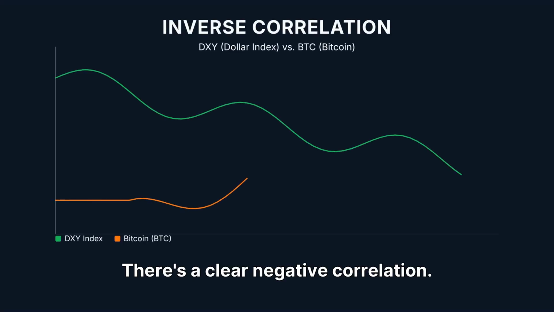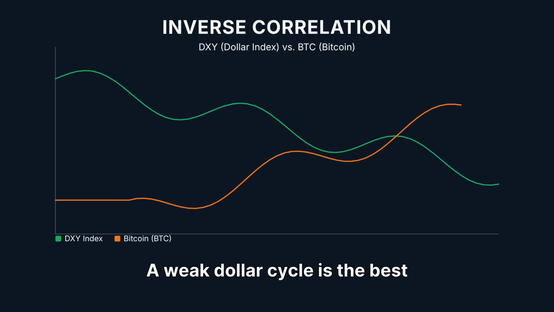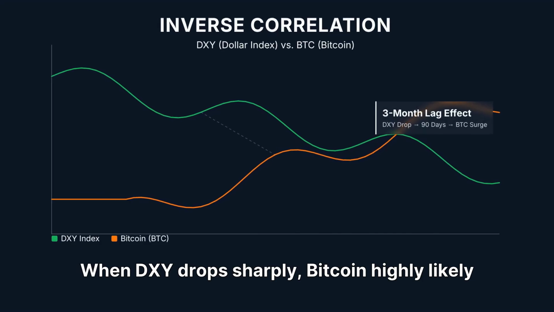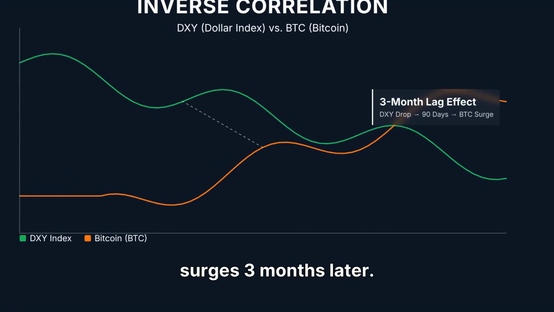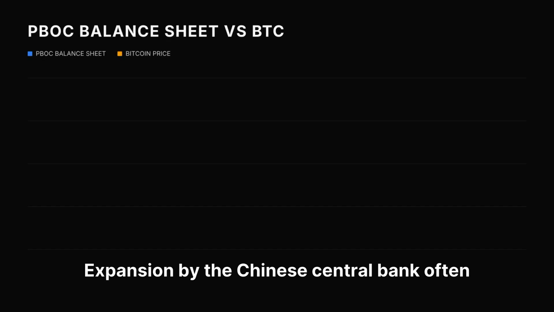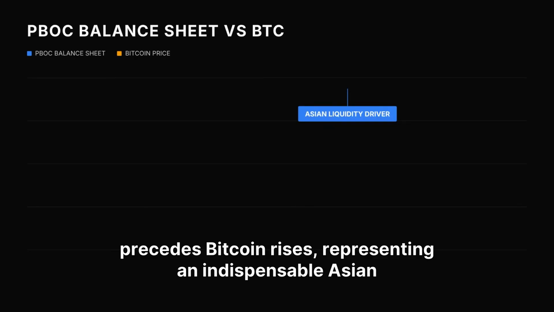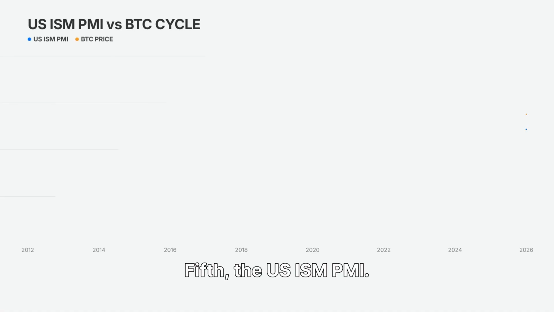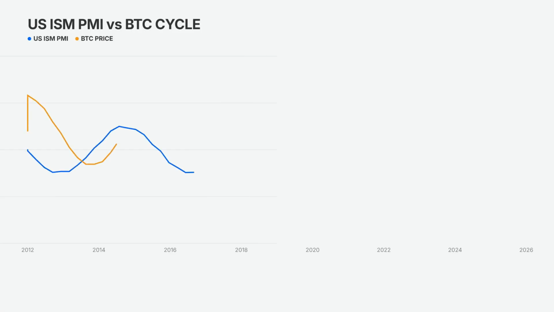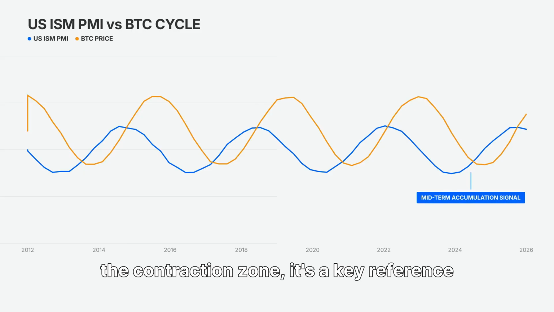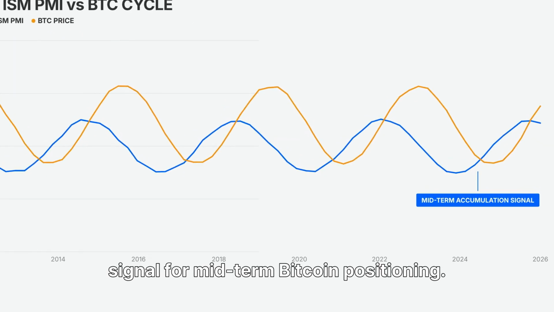There's a clear negative correlation. A weak dollar cycle is the best window for long positions. When DXY drops sharply, Bitcoin highly likely surges 3 months later. Fourth, the PBOC balance sheet. Expansion by the Chinese central bank often precedes Bitcoin rises, representing an indispensable Asian liquidity driver. Fifth, the US ISM PMI. When PMI rebounds from the bottom of the contraction zone, it's a key reference signal for mid-term Bitcoin positioning.